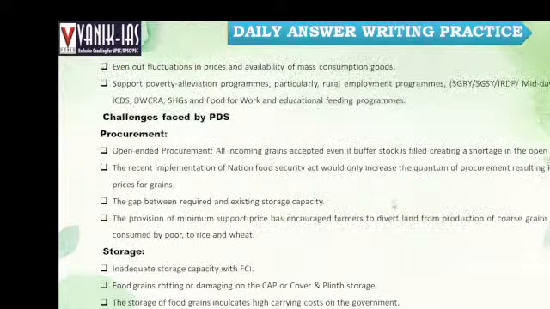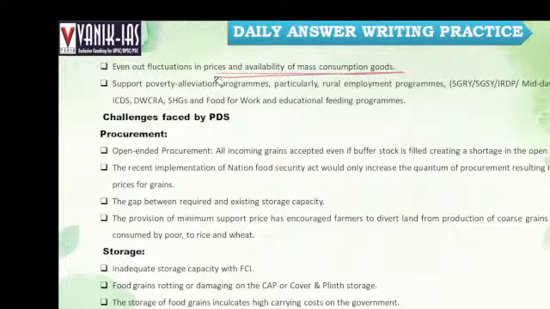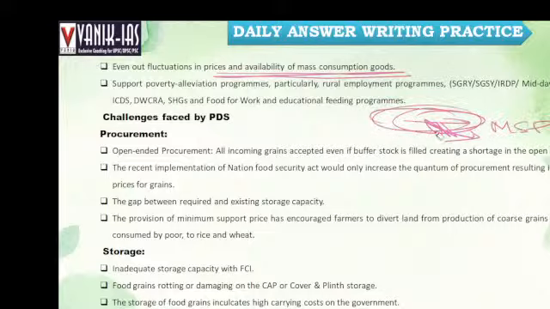Even fluctuation in prices and availability of mass consumption goods. Many times there is fluctuation of prices based on demand and supply, right? So that is why this food system exists. Another thing is the availability of mass consumption goods, and if the government does not purchase the agricultural products at MSP, then farmers will also lose. And as the government has to purchase them, the government must also distribute them at low price.